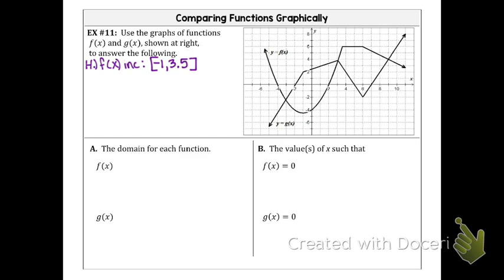Then I says where g of x is constant. And so we're going to look at g of x. It's increasing, increasing, decreasing, increasing. It's not constant, so none.